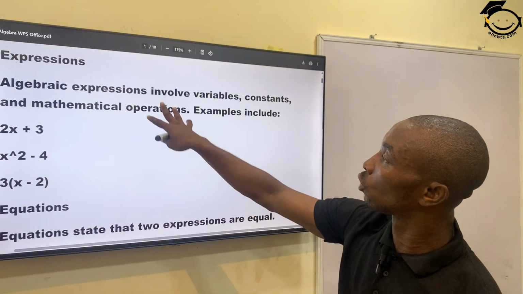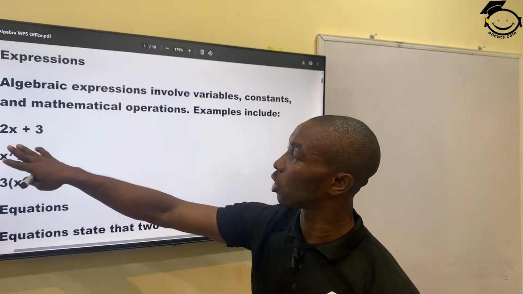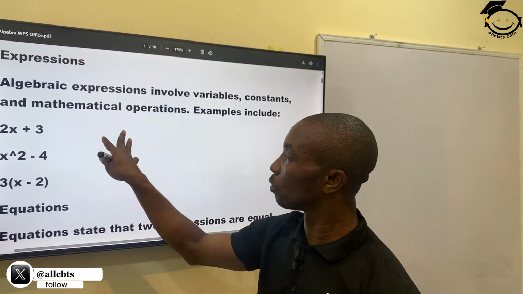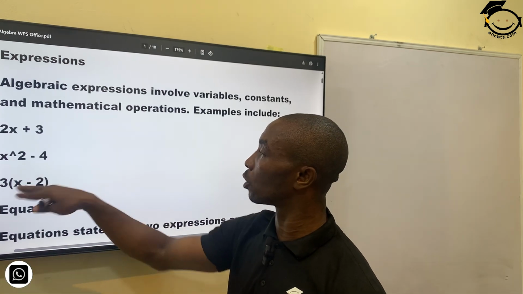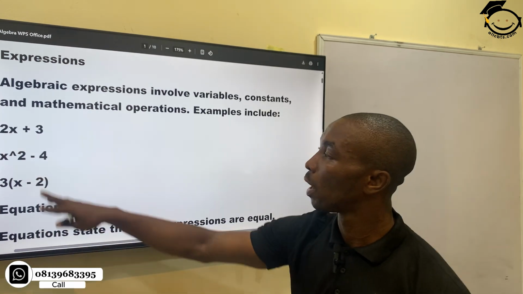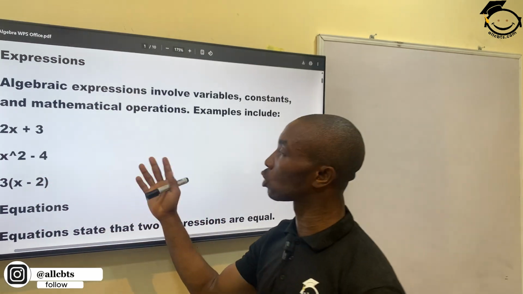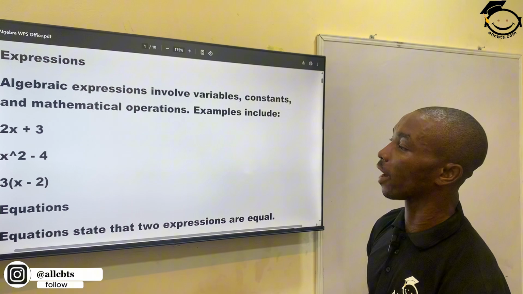Expressions are just the normal write-out of your mathematical variables, like 2x plus 3, x squared minus 4, 3 brackets x minus 2. These are just examples of expressions.